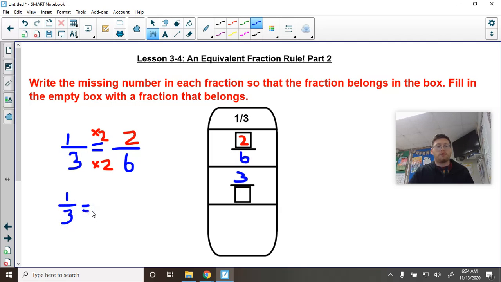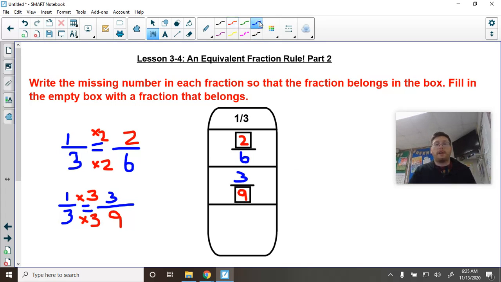1/3 equals, I have a numerator of 3, but I don't know what my denominator is. So whatever I do to the top, I do to the bottom. So 1 times what equals 3? 3. So 1 times 3 equals 3. So I have to multiply by 3 on the bottom. So 1/3 times 3/3 equals 3/9. These are the exact same right here. So I would put a 9 in this spot.